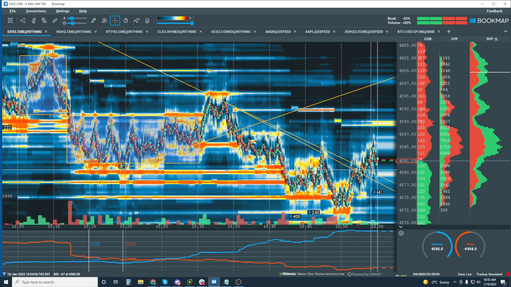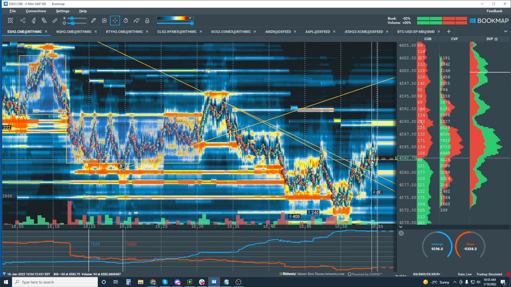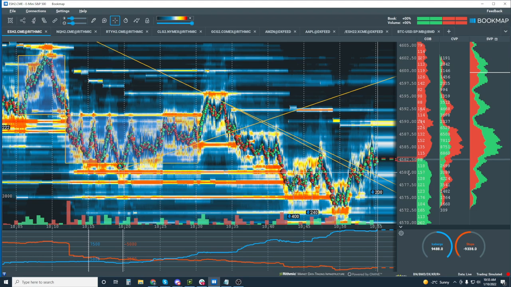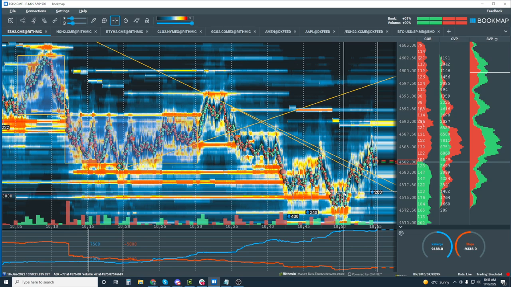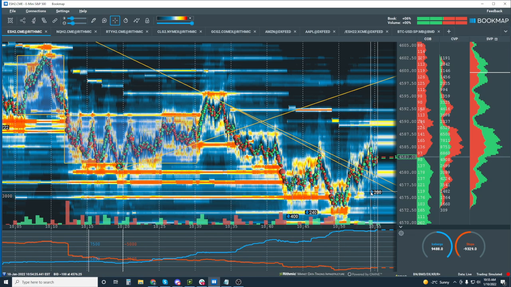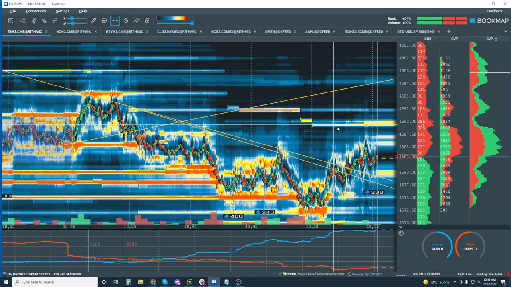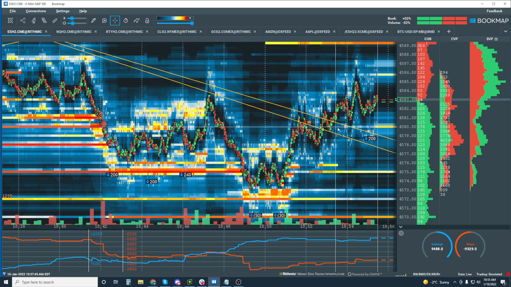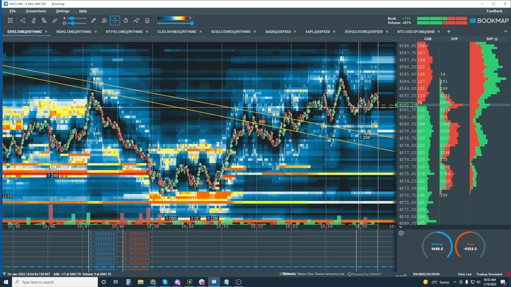Trend line's being broken here on pretty high volume on the buy side. It's not bad. I'd be looking for it to fail, though. I don't think it's enough. It looks like we'll probably go back down to this 45.80 here, minimum, and maybe even down here at this little structural area down here. 75.